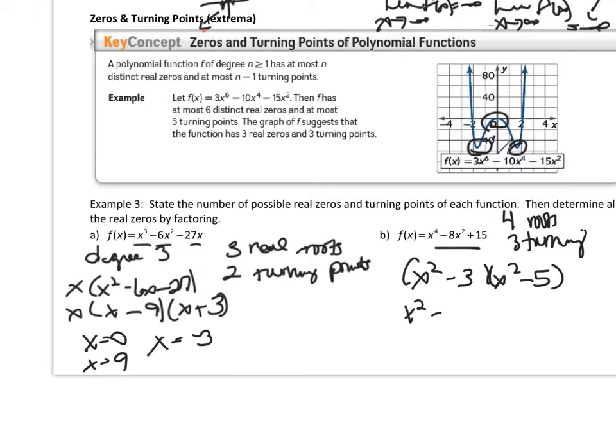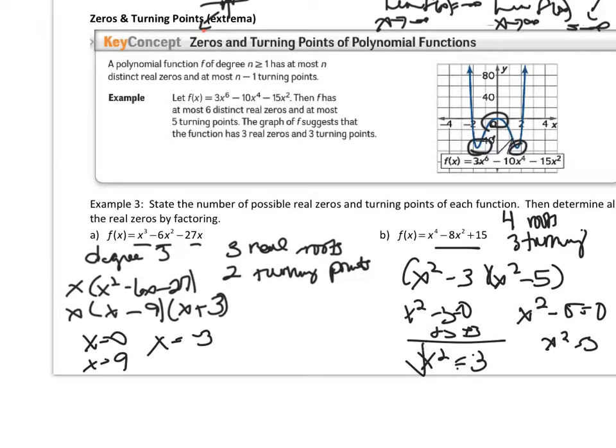So x squared minus 3 equals 0 would be roots, and x squared minus 5 equals 0. So x squared equals 3 and x squared equals 5. And to undo those, I take the square root. When you take the square root, you have the positive and the negative values. So x would be plus or minus the square root of 5. Yep, got it in there. All right.